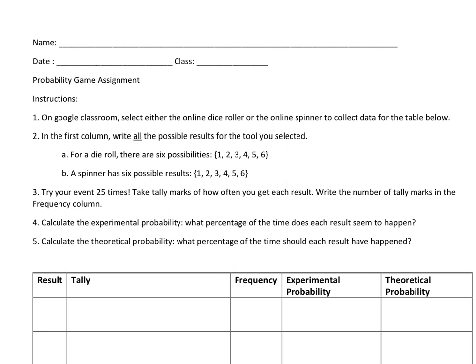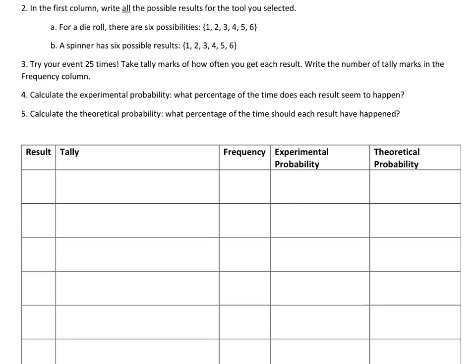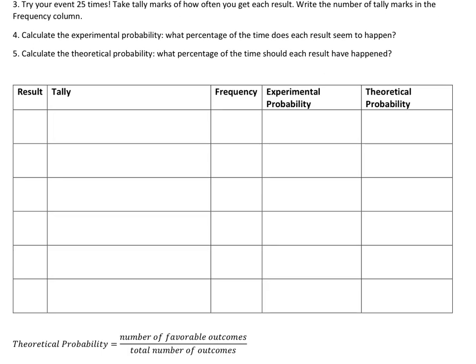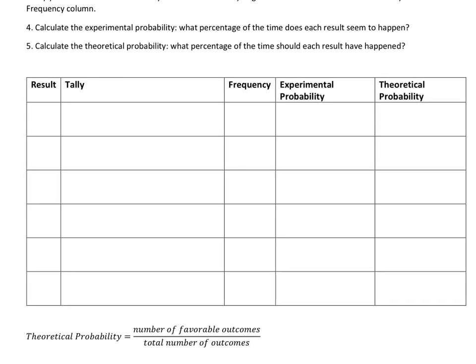What you are going to do is run an experiment for yourself to see the difference between theoretical and experimental probability. You're going to do your event 25 times. So spin the spinner 25 times or roll the dice 25 times and mark down, kind of like we did with the trash can, the frequency of each of your results. Your results are as follows. You're either going to spin or roll a 1, spin or roll a 2, spin or roll a 3, spin or roll a 4, spin or roll a 5, spin or roll a 6. Those are your only options as a result.